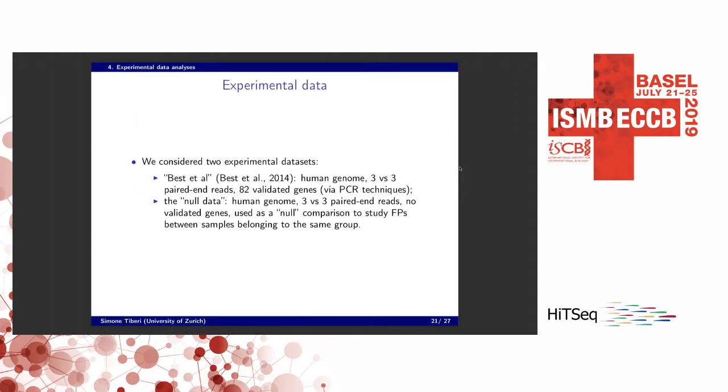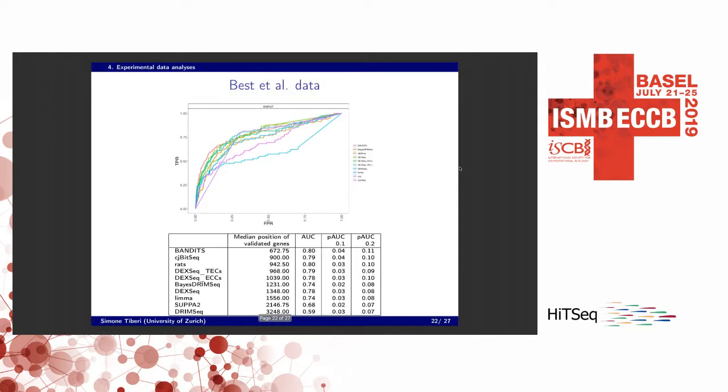Then we further looked at a couple of experimental data sets. The first one is a data set from a human genome, 3 versus 3 group comparison, where 82 genes were validated with PCR techniques, which is quite a lot. Things are a bit rough here because we are analyzing 10,000 genes, but only 82 were validated. So we don't know the true state of the majority of genes. But you can still see that our method got slightly higher true positive rate.